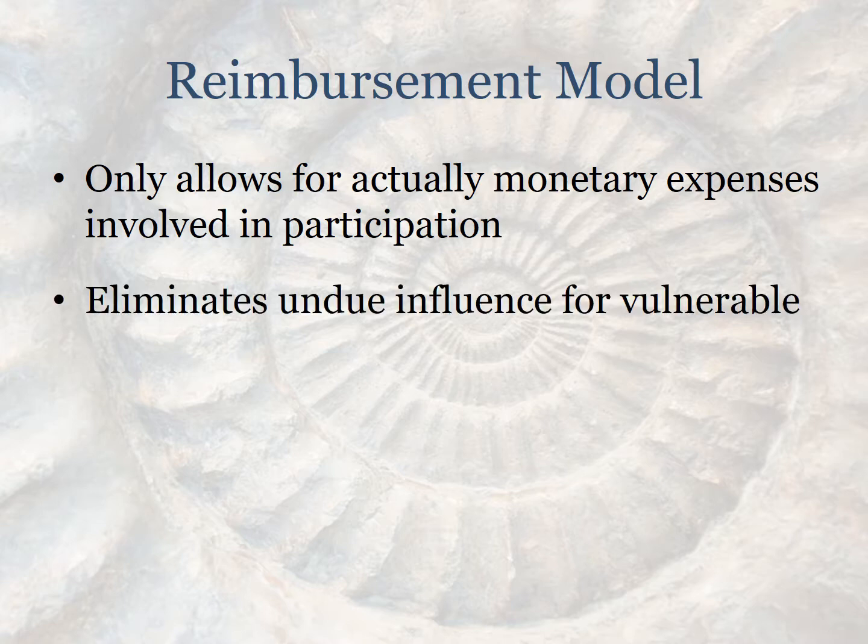The idea is this eliminates undue influence for the vulnerable. Everyone is getting their transportation expenses covered, whether it's subway tokens, cab fares, Uber expenses. Everyone is getting the same compensation, and it's not significant. It basically says we're going to give you some money to offset whatever you have to pay out of pocket to participate in the trial. So there's no real advantage there.